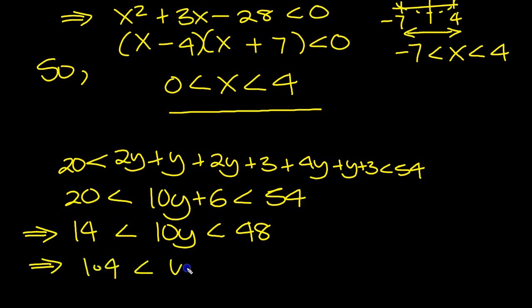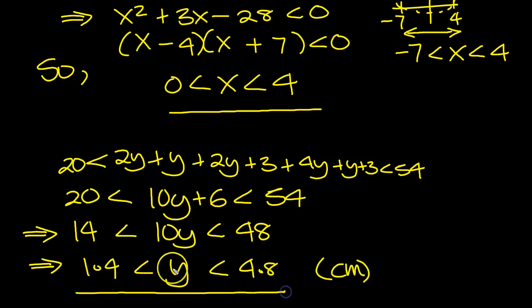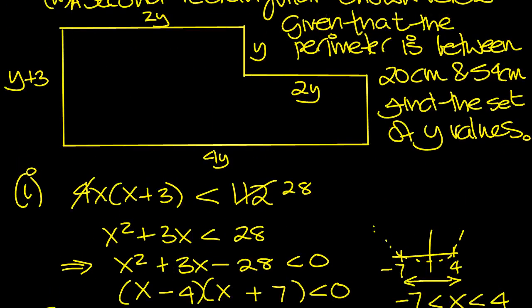1.4 is less than y is less than 4.8. And we're dealing in centimeters here, aren't we? And y is positive, of course. So y can lie between 1.4 and 4.8 from the picture. That seems fine, doesn't it? There's no hindrance there.